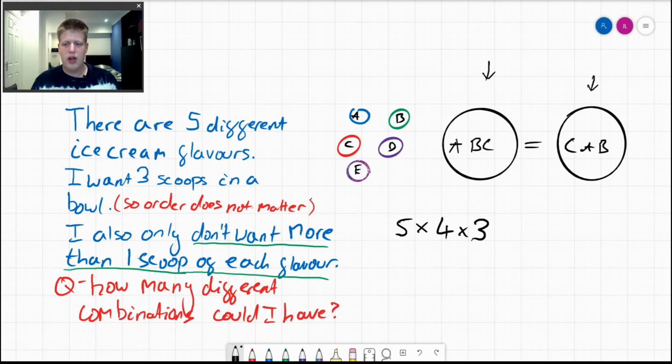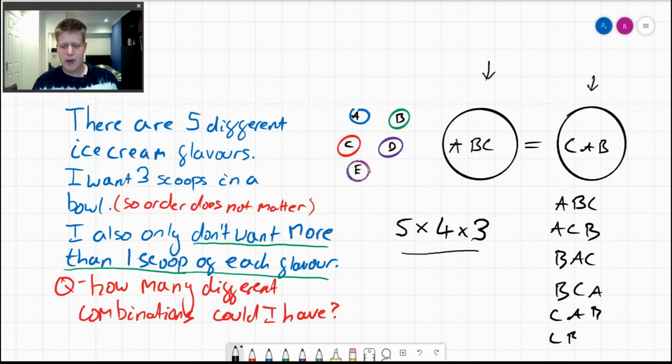For example, if I had scoops A, B and C in a bowl, with this formula here, we've also counted ACB, and BAC, and BCA, and CAB, and CBA. These are the 6 ways that I can rearrange A, B and C, and they are all included in my formula here. So what we need to do to account for this is we actually need to divide this number by the number of ways that we can rearrange any 3 of them.